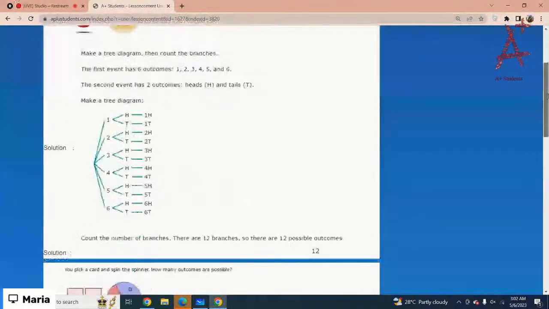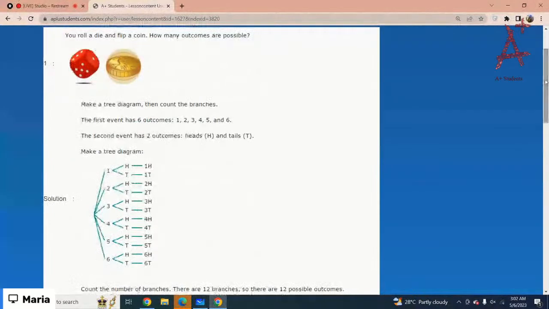Okay, here is the first question. You roll a die and flip a coin. Basically, they are two events. When you combine two events, they make a compound event. Got it? So you roll a die and flip a coin. They are two different events. How many outcomes are possible?